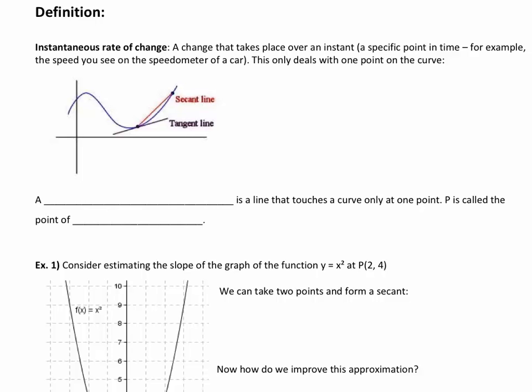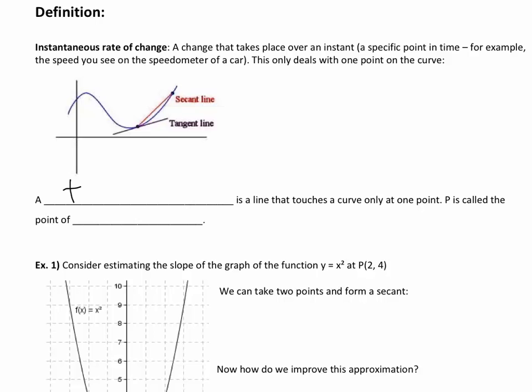In this video, we are going to look at the instantaneous rate of change. This is a change that takes place over an instant or a specific point in time. For example, the speed that you see on the speedometer of a car would be an instantaneous rate of change. This deals with only one point on the curve.